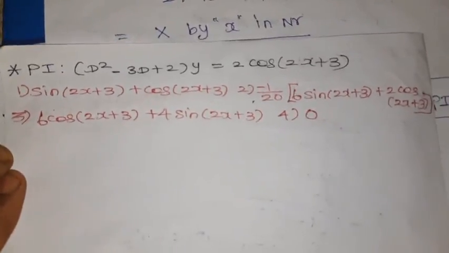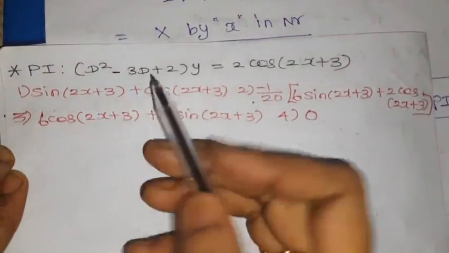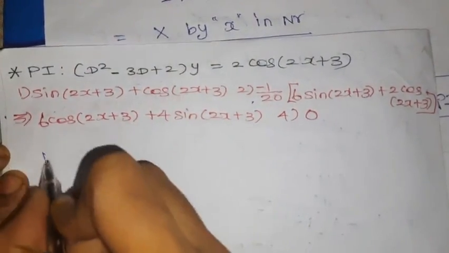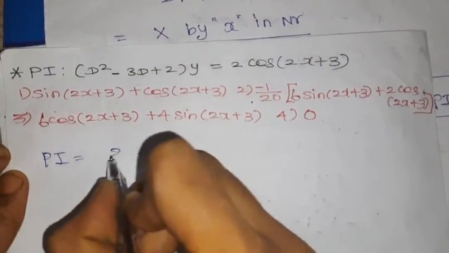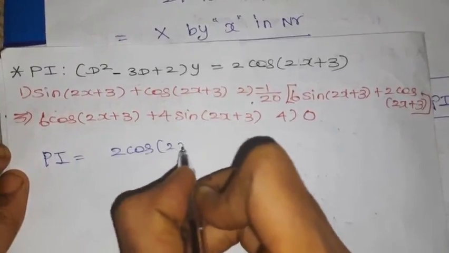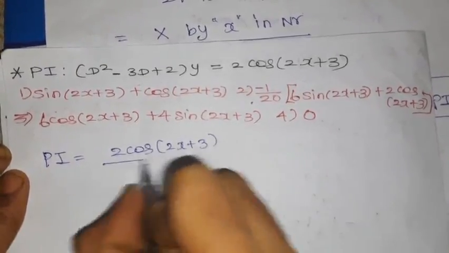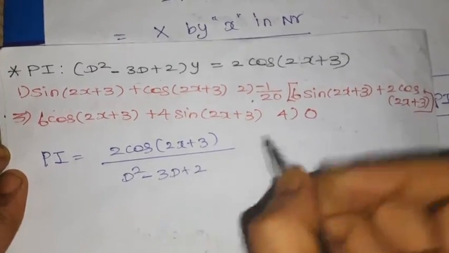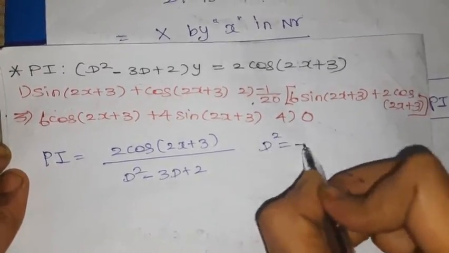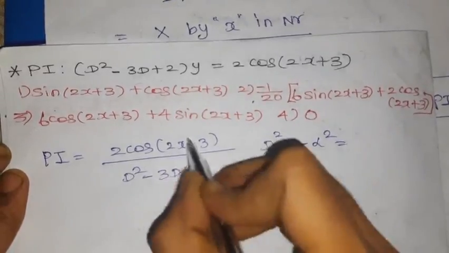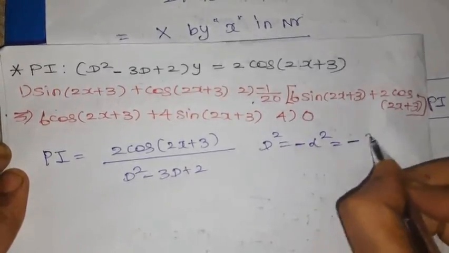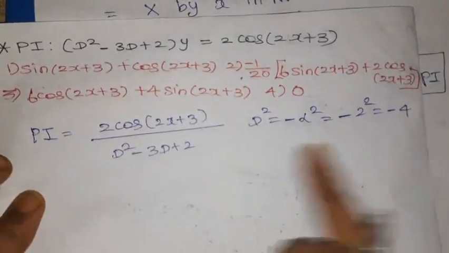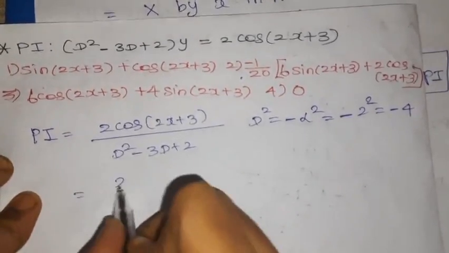So again we need to find out the particular integral for the given function. This is a cosine function: 2 cos of (2x plus 3) divided by (D squared minus 3D plus 2). Then D squared equals minus alpha squared. What is alpha here? 2, minus 2 squared, we will get minus 4. So D squared equals minus 4. Substitute D squared equals minus 4.